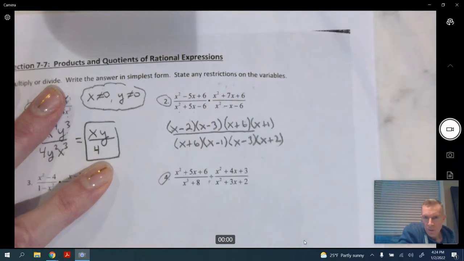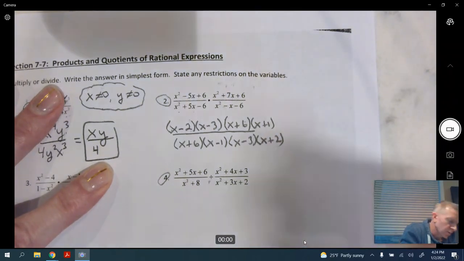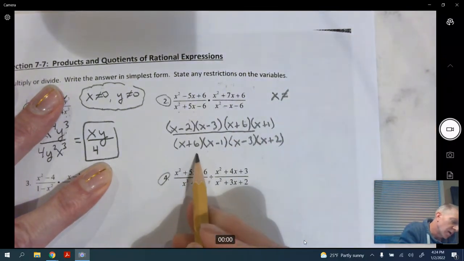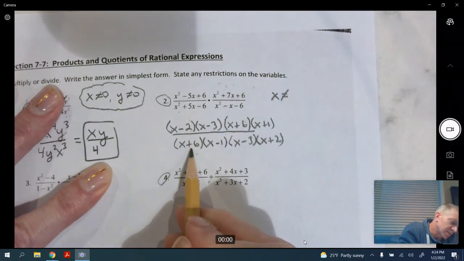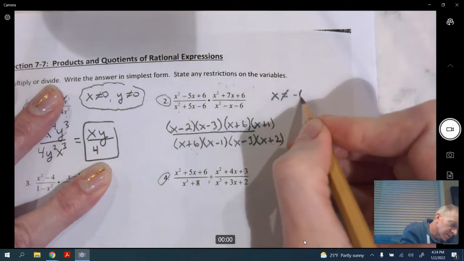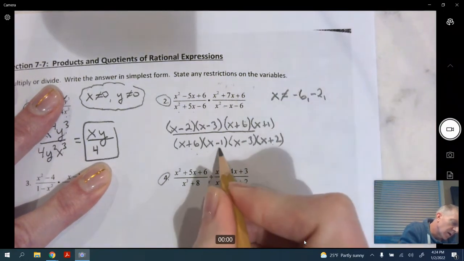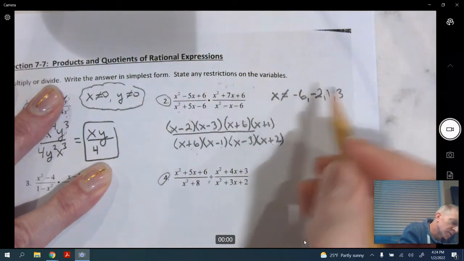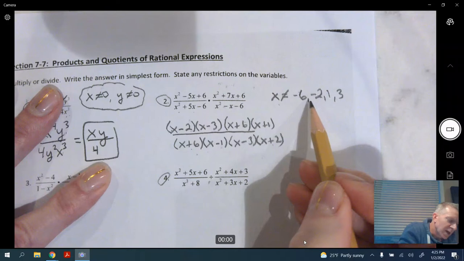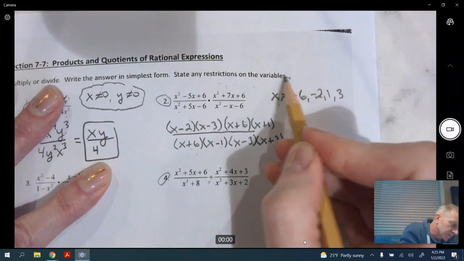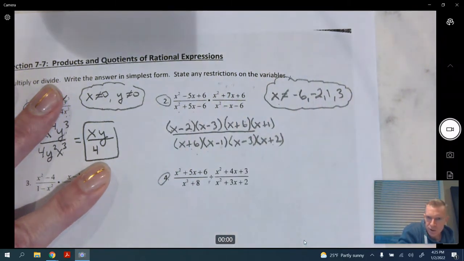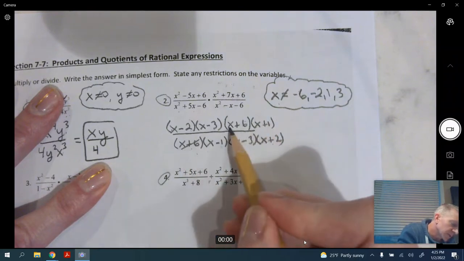Okay, so right now we can see what some of our restrictions are going to be. X cannot equal, let's put these in order, -6, -2, +1, and +3. So there's our restrictions. Our domain would be all values of x other than these values. You could do interval notation if you want, but right now we're just stating the restrictions. Okay, now the x plus 6 and the x plus 6 can cancel.